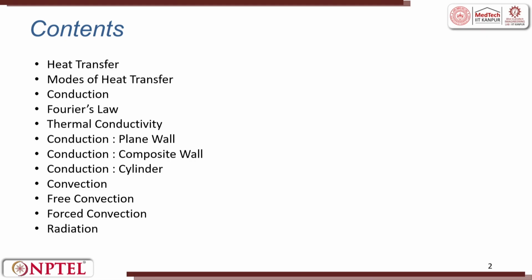In this topic, we will try to cover what heat transfer is and the different modes of heat transfer: conduction, Fourier law, thermal conductivity. Then we will see plain wall conduction, composite wall conduction, cylinder conduction. So, given the shape, how does the conduction happen? Then comes convection, free convection and forced convection. Finally, we will see radiation.